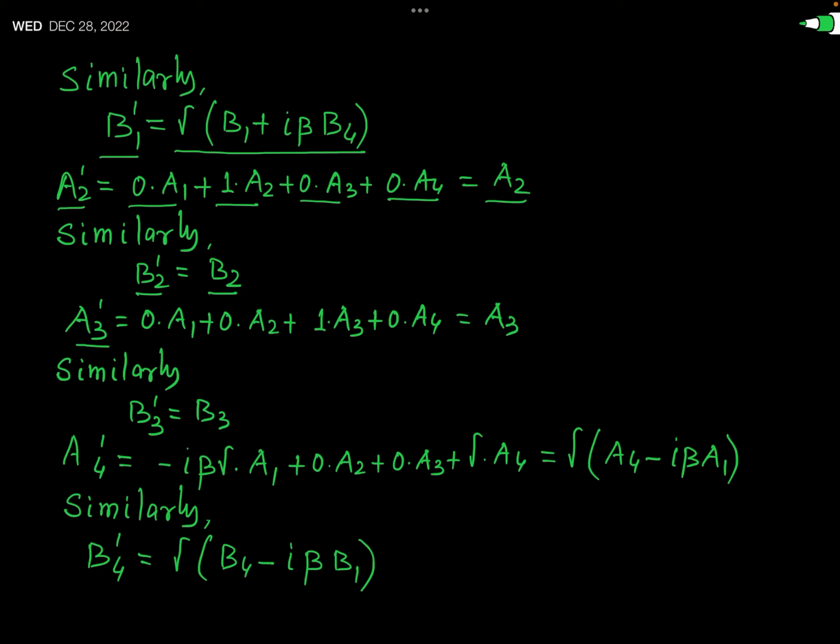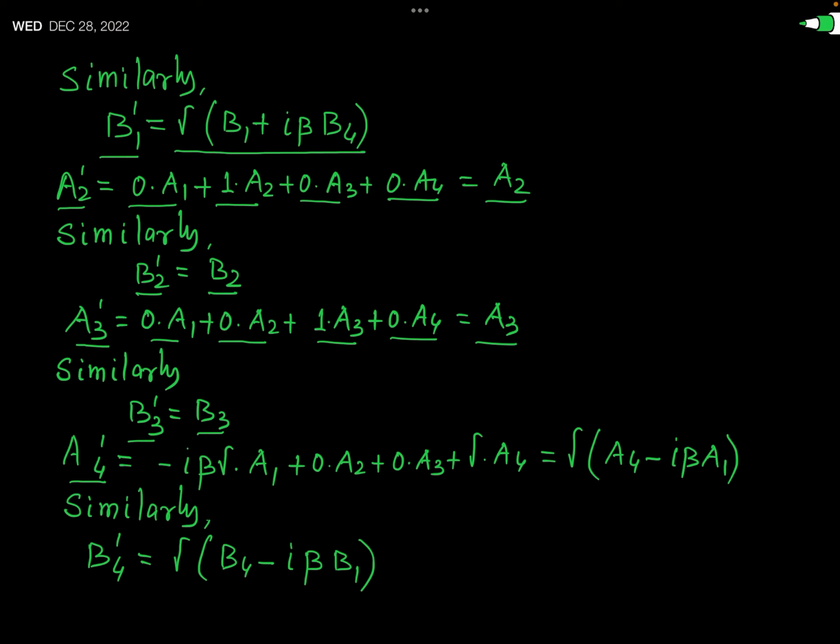Now when you find A3 prime, that will be 0 times A1 plus 0 times A2 plus 1 times A3 plus 0 times A4, and that is simply equal to A3. I am not turning the page to show that matrix because definitely that matrix is in your mind. In the similar manner, you can say that B3 prime is equal to B3.